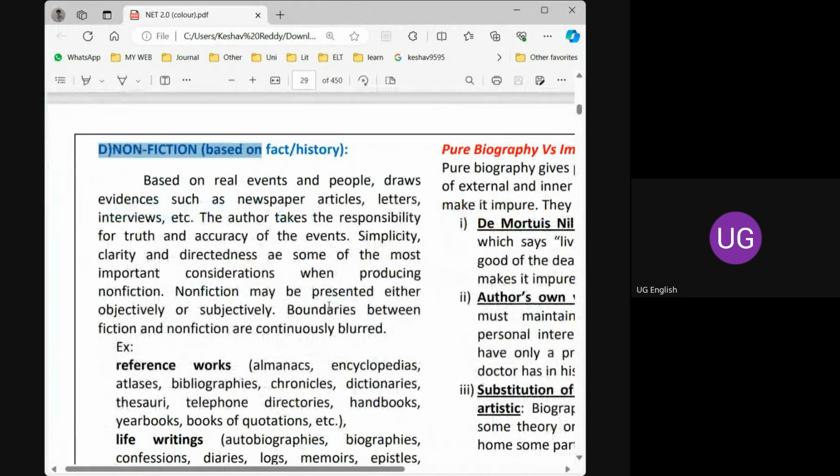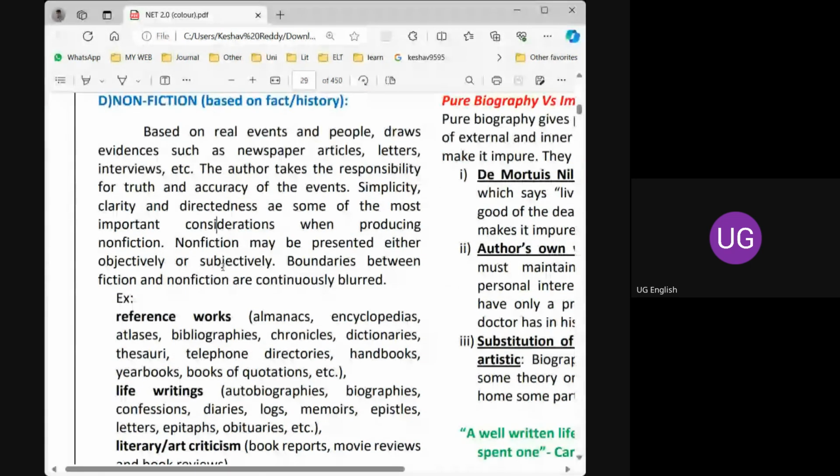I have taken almost 25 minutes for this revision. It's a little lengthy, sorry for taking so much time.